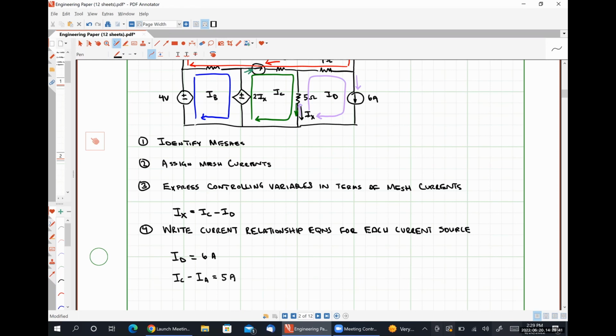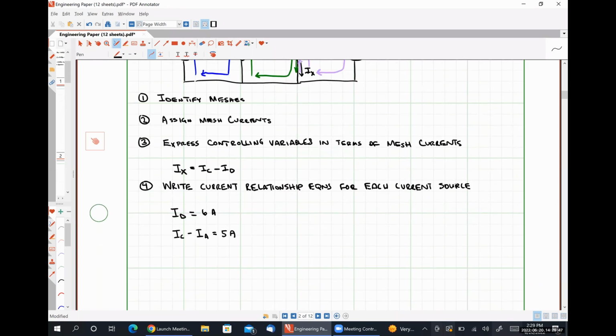All right, so what we're going to do now is we're going to write a KVL equation for all what I'm going to call super meshes containing interior current sources.